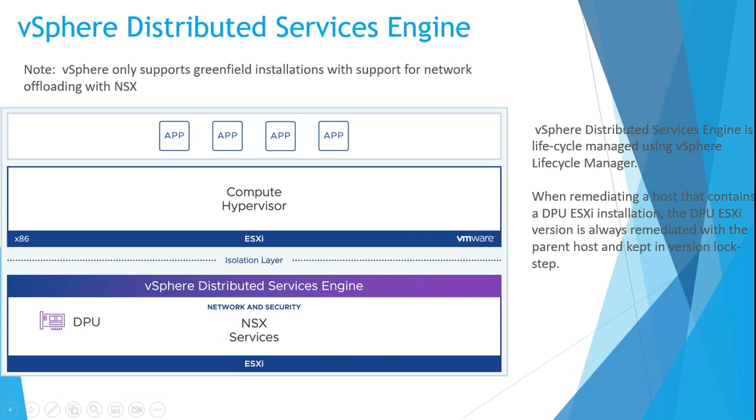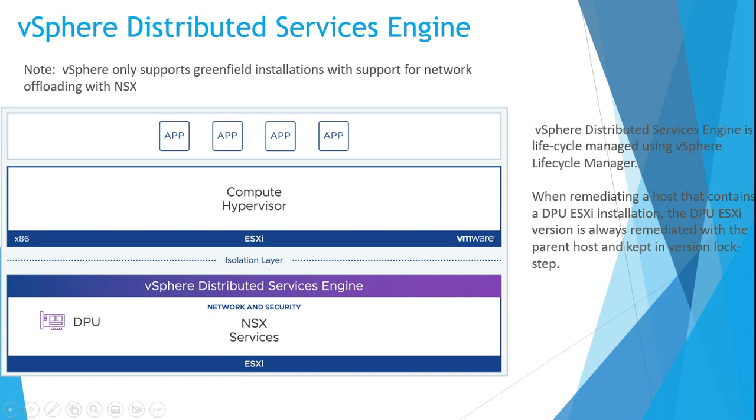When you are remediating a host that contains a DPU ESX installed, the DPU ESX version is always remediated with the parent host. So whenever the main core host is upgraded, the DPU version is kept locked with this parent host. For example, if 8 Update 2 comes, and we upgrade the ESX to Update 2, the DPU version of ESX is going to be upgraded at the same time. And that doesn't mean VMware VI admins have to manage two different hypervisors. It's still going to be managed as a single ESX host. That is very important, and VMware has made it very clear that you don't need to worry about this hypervisor. It's going to be taken care of by the lifecycle manager.